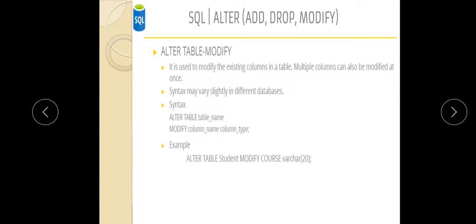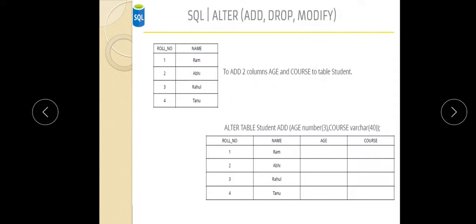Now alter table modify. Suppose we wish to give an existing column another data type. For example, we have additionally created the column course, and for the course we have mentioned the data type as varchar of 40. We wish to have varchar of 20 instead of varchar of 40, because that much memory we don't require. So we wish to modify the data type of the course as varchar of 20.